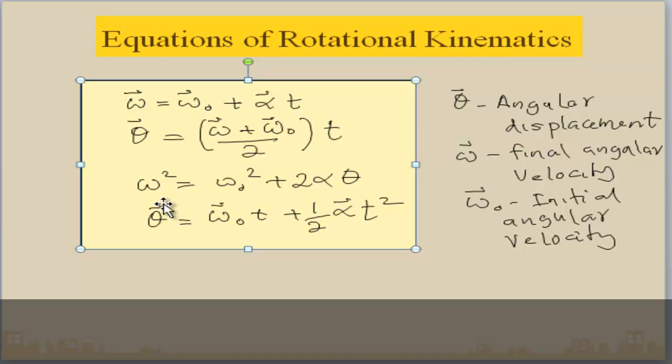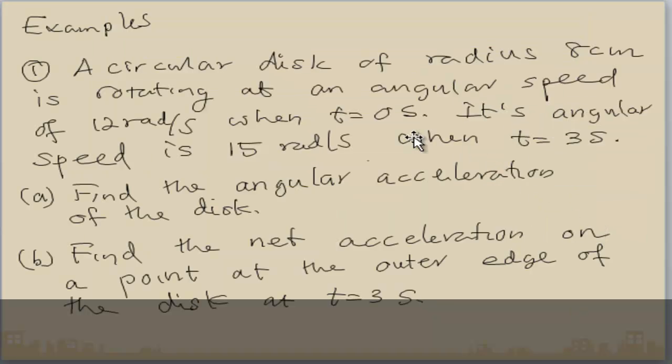t is time. The third equation is omega squared equals omega 0 squared plus 2 alpha theta. And the fourth equation is theta equals omega 0 t plus 1 half alpha t squared. So these are the four equations that we normally use in problems. So now we go over some examples.